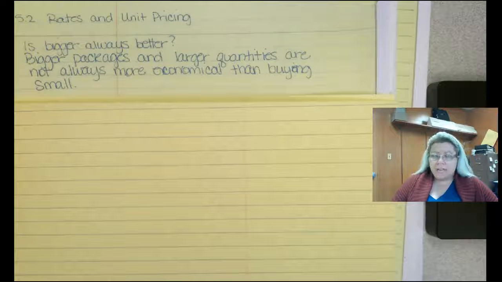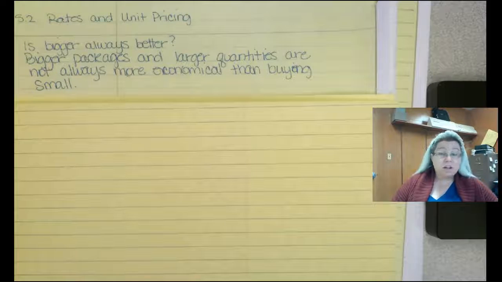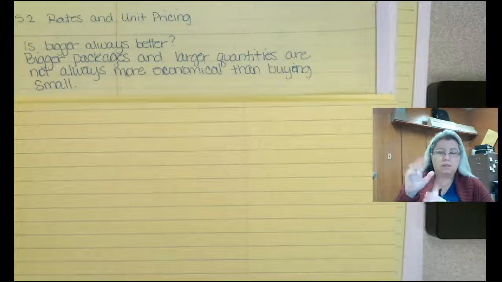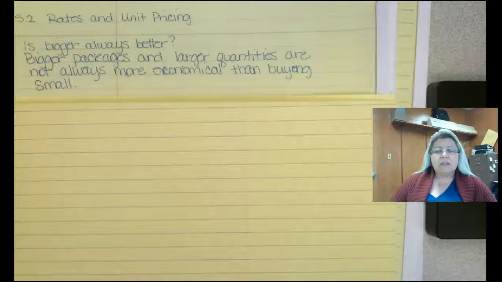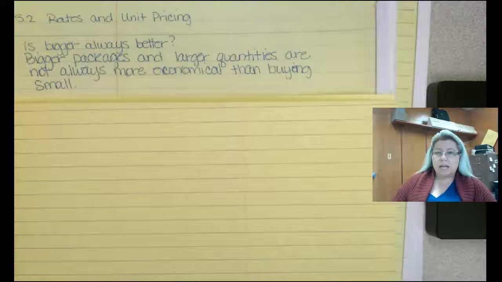When you're out shopping, have you ever noticed that there will be multiple sizes of the same product? Let's say ketchup. There'll be a small jar, a small bottle, and then you'll have this really big bottle. Is bigger always the better deal? Is it cheaper to buy the bigger one than it is the smaller one?